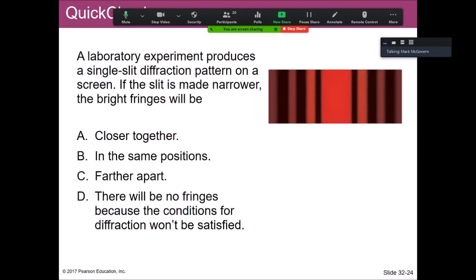All right, let's do this question, and then we'll take a break. We're a little more than halfway through, so I think we could take our break now.